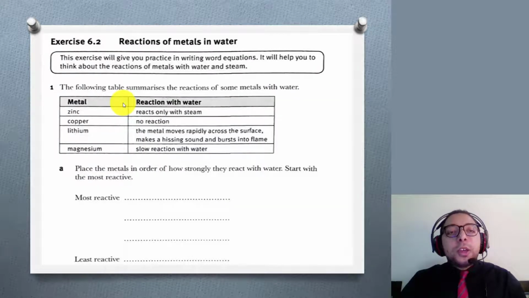Then we're going to move to exercise 6.2. I'm going to give you 1 minute in order to rearrange these metals based on their reactivity. Please look at the observations carefully before you put them in order.